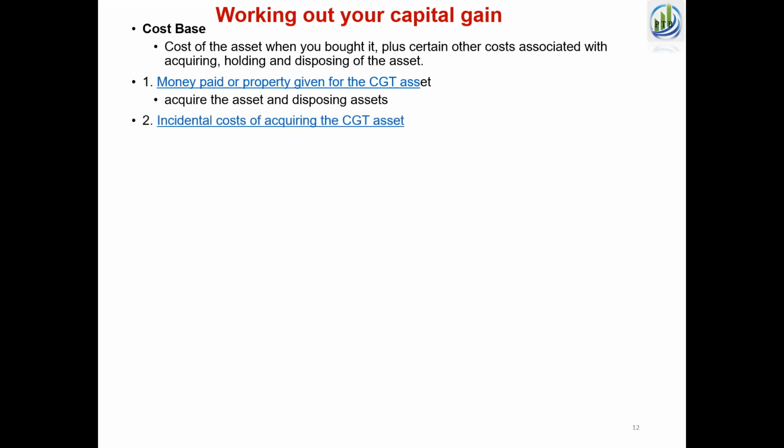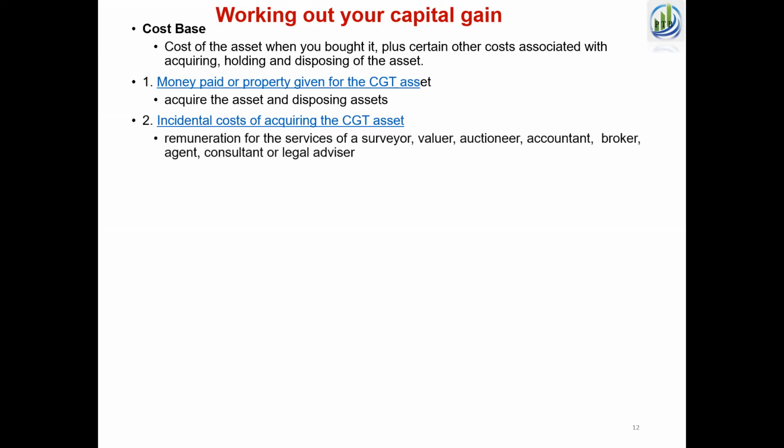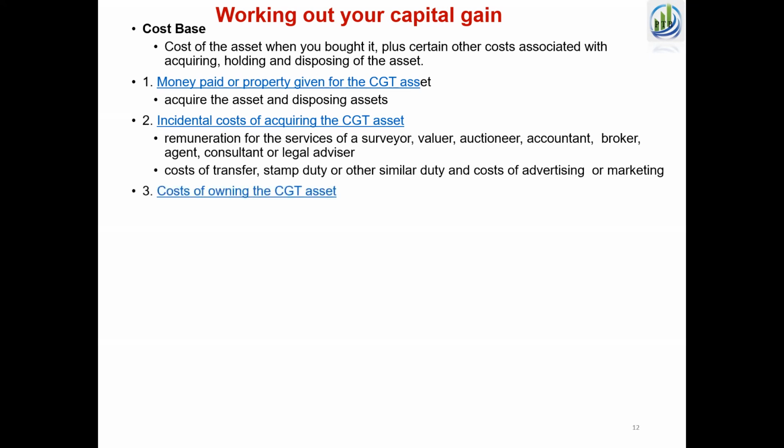Any incidental cost when you purchase that asset, you are paying remunerations, surveyor fees, auctioneers, accountant, broker, consultation, legal advisors, all this stuff you are paying, that can be included as a cost base. And cost of the transfer, stamp duty, any similar duty, cost of advertising or marketing can be included. Cost of owning the CGT asset, your land tax and repairs and maintenance and insurance.